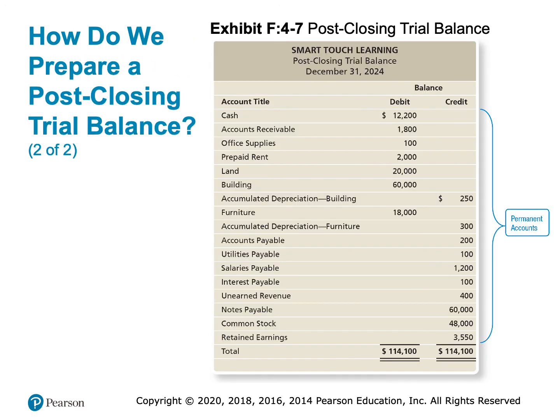When we look at the post-closing trial balance here, we see we have our assets listed first, our contra assets, we have our liabilities, we have common stock, we have retained earnings now listed at 3,550, but again, no revenues, no expenses, no dividends, and no income summary. So now we've wrapped up the first year of accounting. We've wrapped up the first unit.